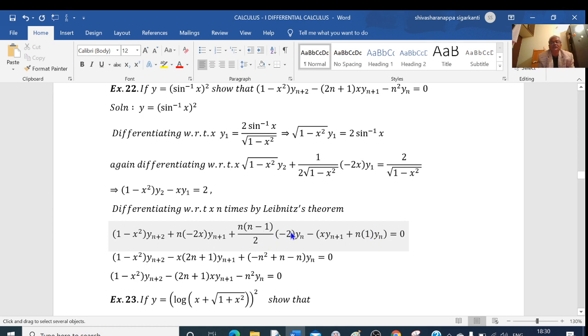Here 2 gets cancelled. What remains here is minus of n square minus n, that is minus n square plus n. And here we have minus n. So minus n square plus n minus n, where plus n and minus n get cancelled. I am getting (1 minus x square) y_(n+2) minus (2n plus 1) x y_(n+1) minus n square y_n is equal to 0. So this is the required equation.